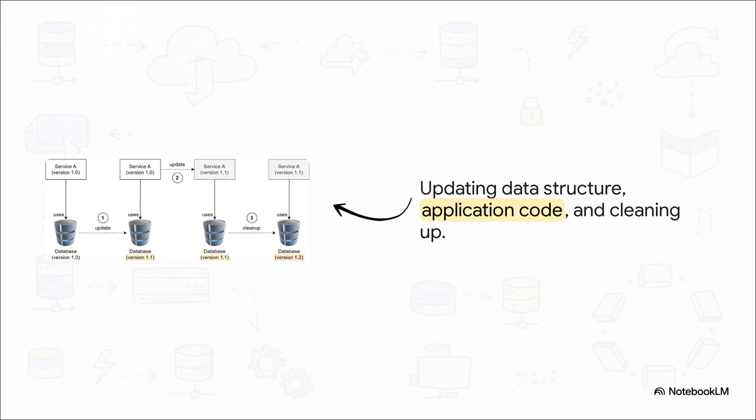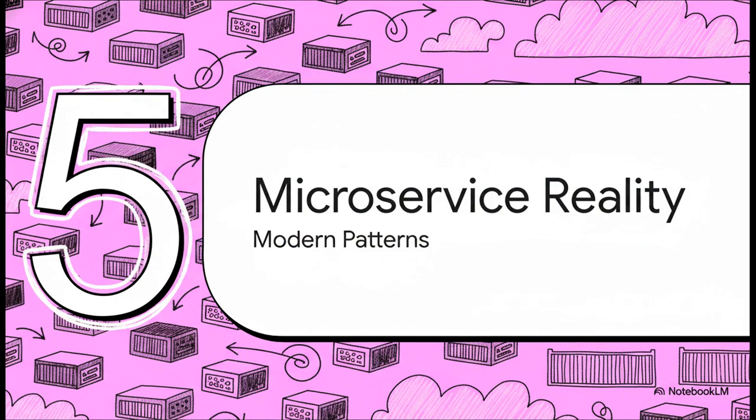Notice the really careful, deliberate progression required here. First, the database itself gets updated to version 1.1, while Service A is still safely, happily running on version 1.0. Then, the application code for Service A is bumped up to version 1.1 to match it. Only then does the database run a final cleanup to reach version 1.2. By strictly separating the data changes from the code changes, your system remains completely online and operational throughout the entire migration process. It's brilliant.